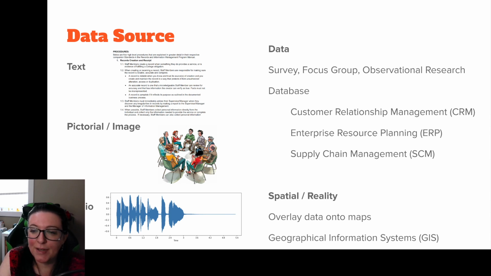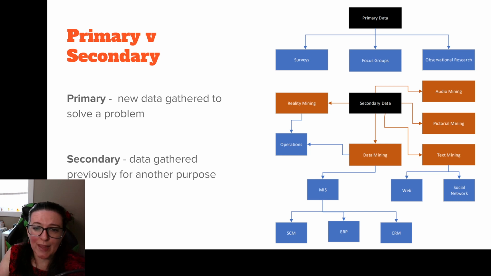Spatial data or reality mining is where we are looking at information based on a map. So geographical information systems overlays the data onto where it's happening. And so another data source to consider as well. So for all these data sources, we can put them into the categories of primary versus secondary. Surveys, focus groups, observational research, primary data collected to help solve the current problem. The rest of these are typically secondary data. So we have them for some other purpose.